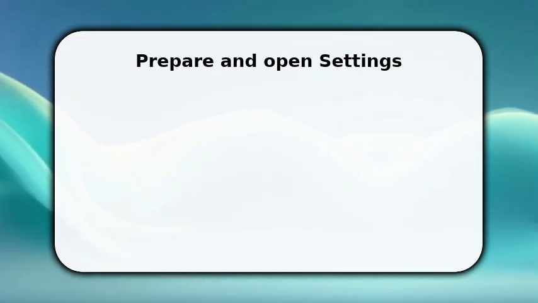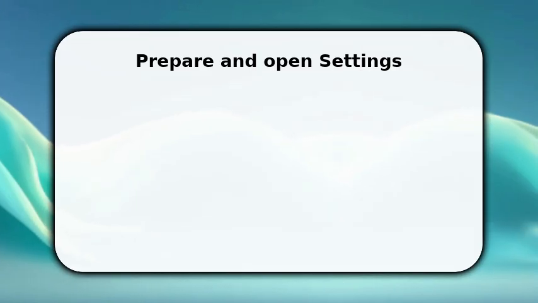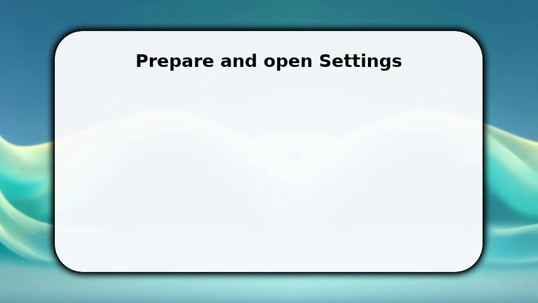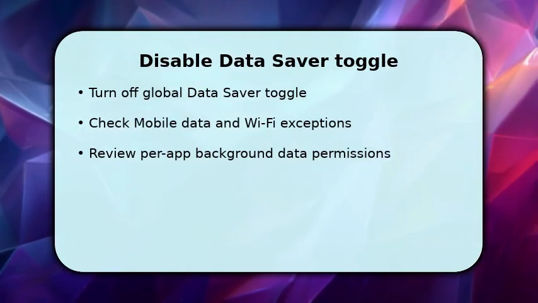Make sure to note the Android version shown in Settings about Phone. This helps decide the exact menu path for the next steps. You'll now turn Data Saver off. Tap the global toggle. When it switches to off, background data is re-enabled.